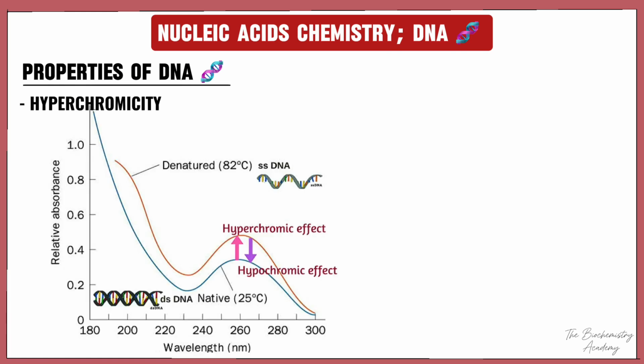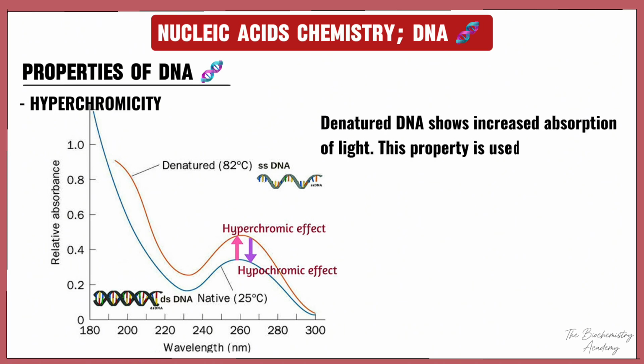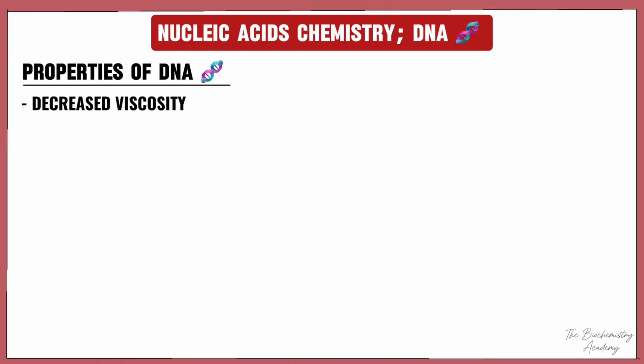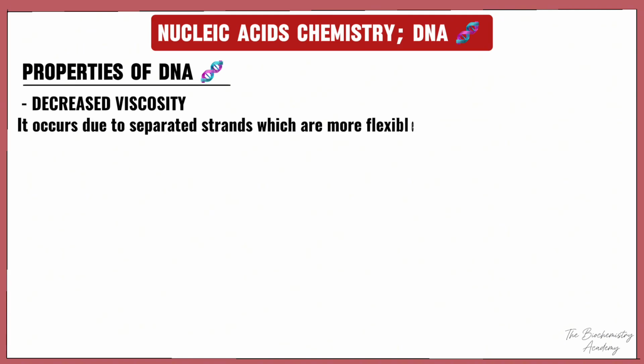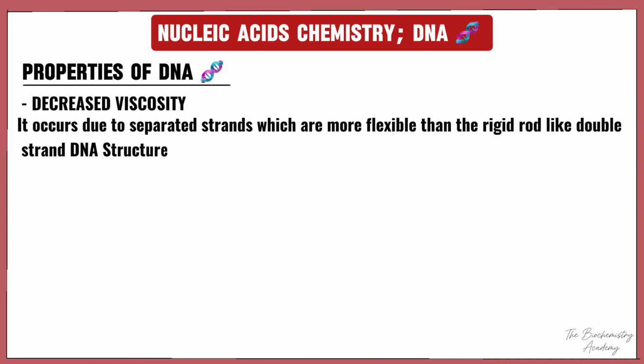Next is hyperchromicity. Now, the DNA, which is denatured, shows increased absorption of light at 260 nanometers. Now, in the separated strand, purine and pyrimidine bases are exposed to more light. This property is used to estimate the purity of DNA. Now, the next property of DNA is decreased viscosity. Now, it occurs due to separated strands, which are more flexible than the rigid rod-like double-stranded DNA structure.